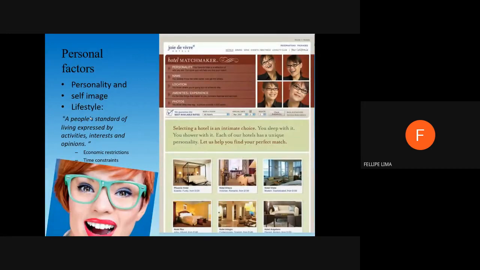Personality and self-image, lifestyle. Everything revolving around the self-image and lifestyle of a person is important to make a decision in your marketing campaign. How do they think? What is their personality? What do they like to do in their free time? That's really important. How much free time do they have in their lives?